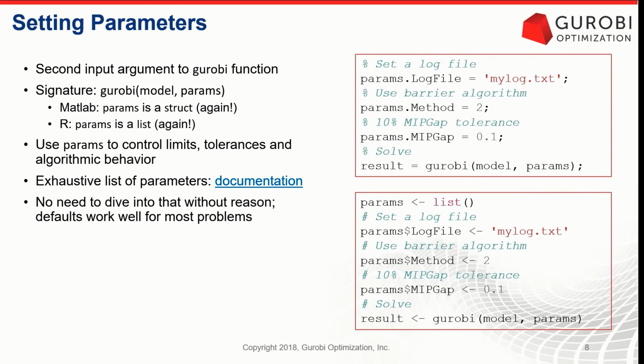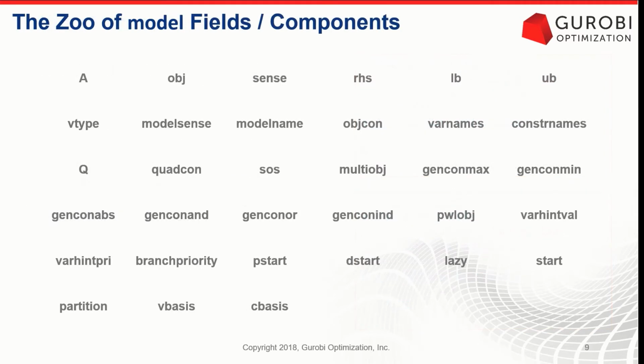One more thing for the basics, setting parameters. You can set parameters in both APIs through a second input argument of the gurobi function. So in MATLAB, this second input is again a struct, and for R, it's again a list. So you just set the field names of the struct or the components in the list to the parameter name and assign an appropriate value to it. It's checked automatically, so it's pretty safe. That's all we need to know for parameters, I guess.